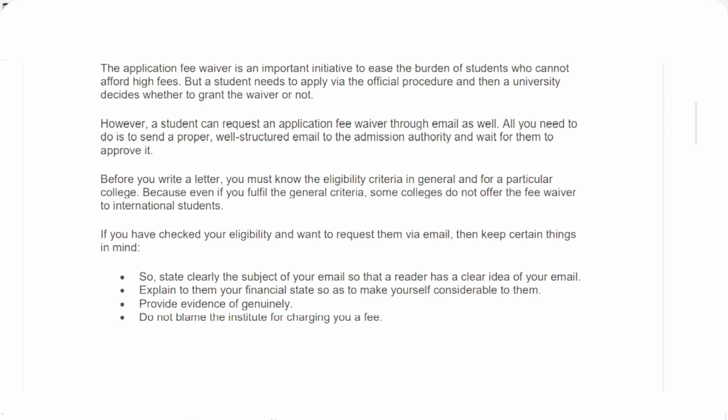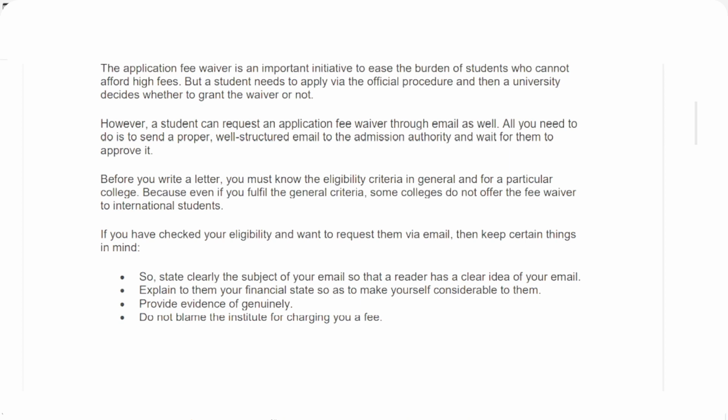Two, explain to them your financial state so you can make yourself considerable to them. You need to explain the circumstances. Why are you requesting this particular application fee waiver? They need to know. Thirdly, you need to provide evidence. Providing evidence is very important when it comes to an application fee waiver.